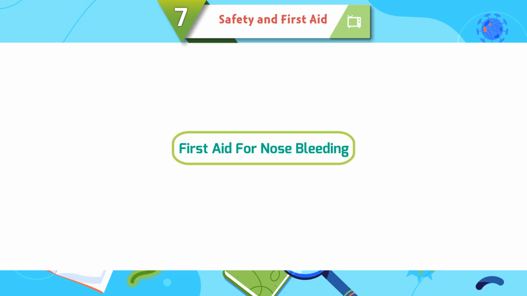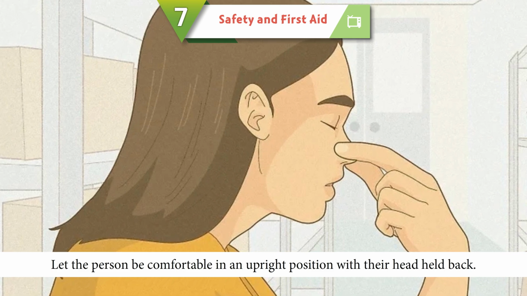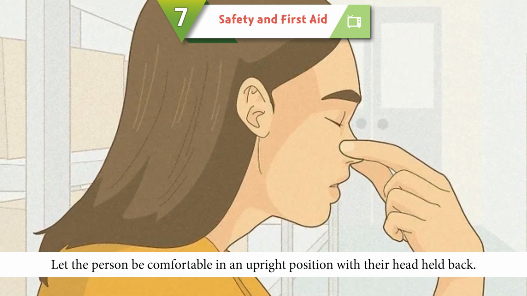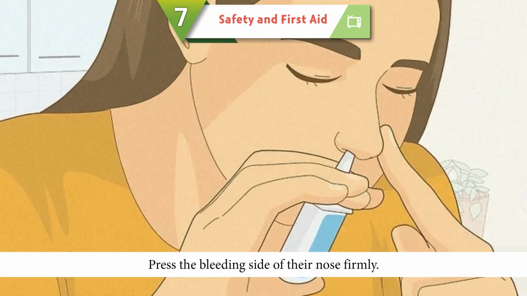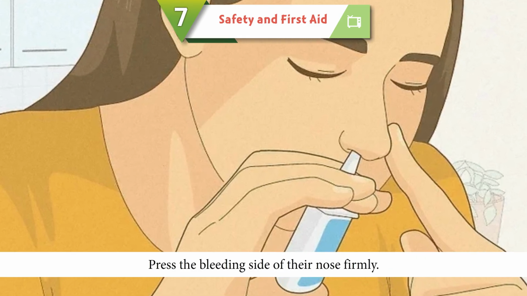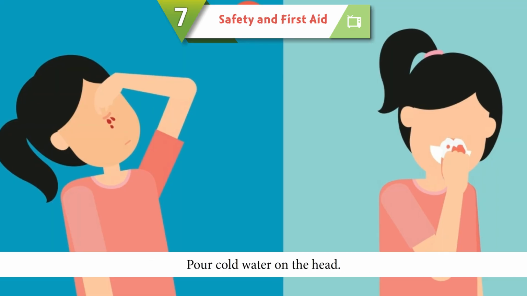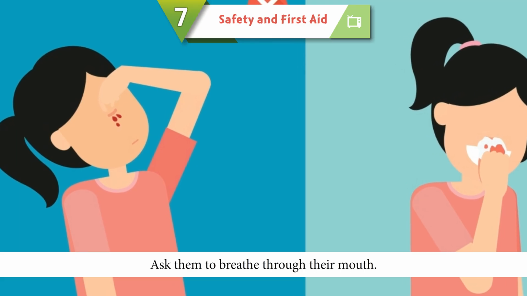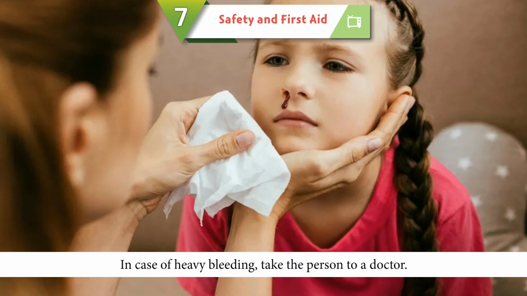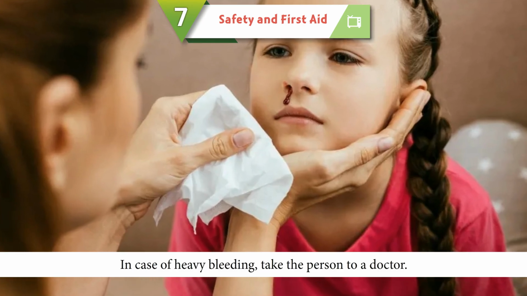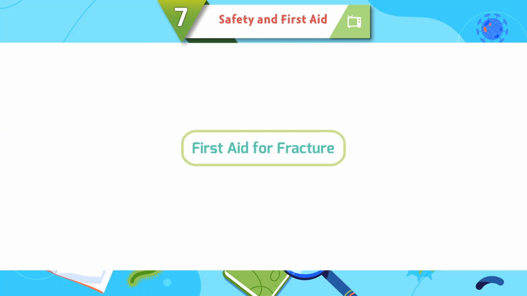First aid for nose bleeding. Let the person be comfortable in an upright position with their head held back. Press the bleeding side of their nose firmly. Put an ice pack or wet cloth on their nose. Pour cold water on the head. Ask them to breathe through their mouth. In case of heavy bleeding, take the person to a doctor.